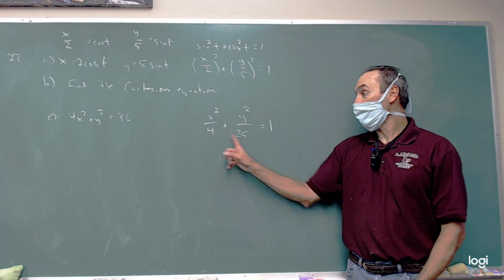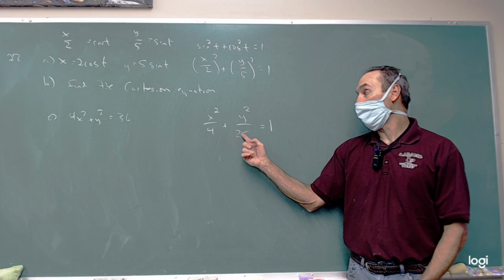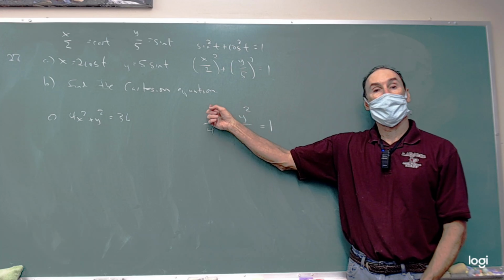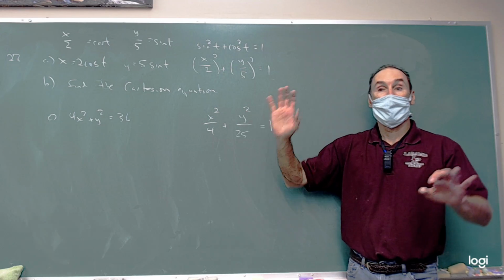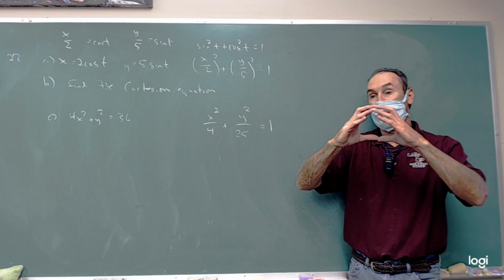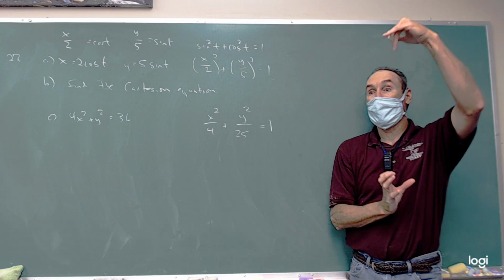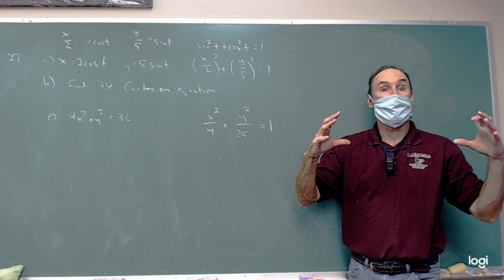So if these numbers were the same, like if this was also a 4, we could multiply through by 4, and we get x squared plus y squared equals 4. That you would recognize, circle, centered at the origin, radius 4. When these are different, that means we have different radii. So it's going to become an ellipse.